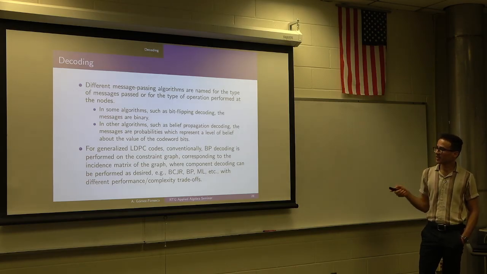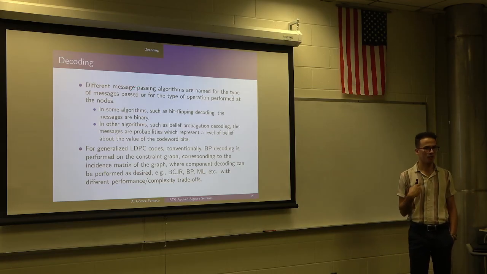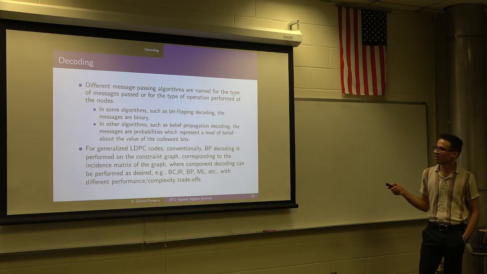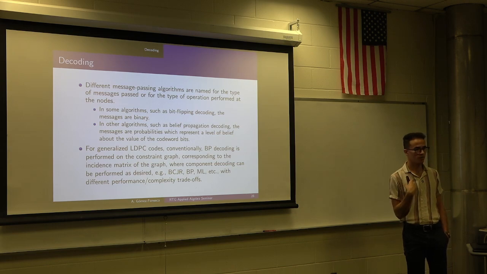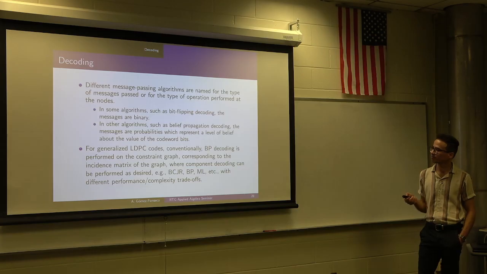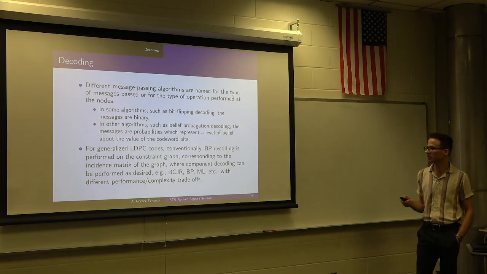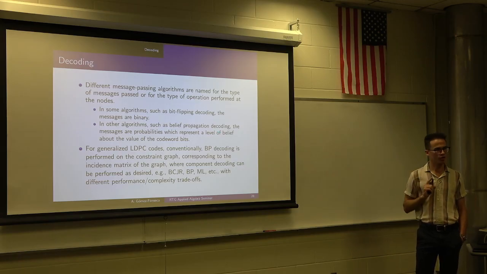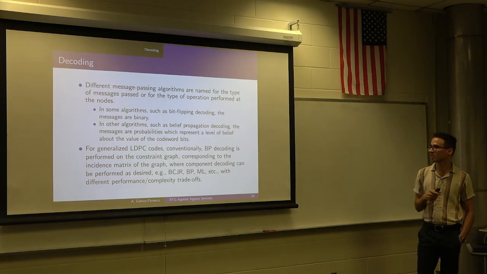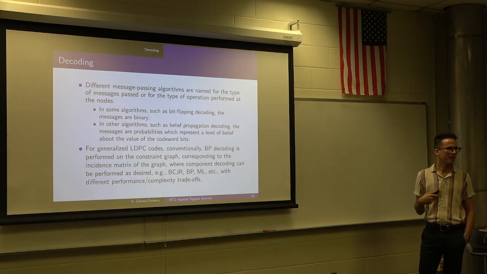Now, each of these message passing algorithms is named depending on what kind of messages are passed along the edges. For example, in the bit flipping decoding algorithm, the messages transmitted from one node to another are bits. That's why it's called bit flipping. You're going to change a 1, 0 to a 1 and a 1, 1 to a 0 and so on. In the belief propagation decoding algorithm, the messages transmitted along the edges are probabilities, and they represent some level of belief about the value of a code word bit.